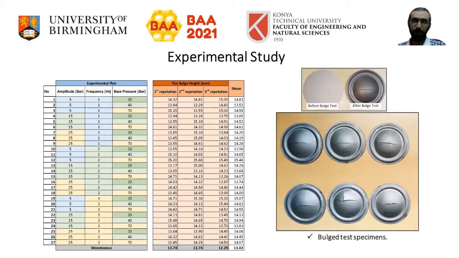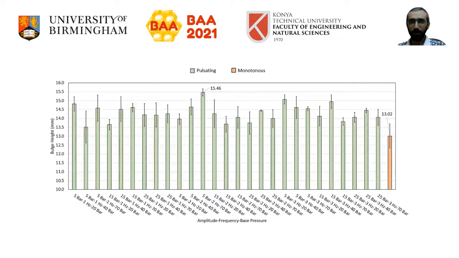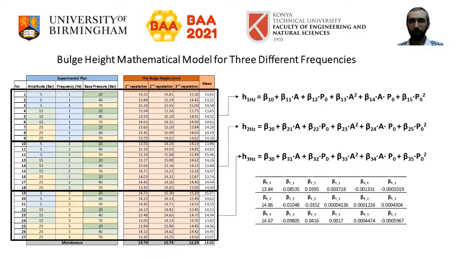These are the experimental results, but this chart is more understandable. So we actually increased the formability of the titanium alloy by using pulsating hydroforming. But as you can see, there is a nonlinear relationship between the parameters and the bulge height. So we need to build a mathematical model for bulge height for 3 different frequencies. First one is for 1 Hz, second one is for 2 Hz, and third one is for 3 Hz. And these are the coefficients of the second-degree polynomial mathematical models.